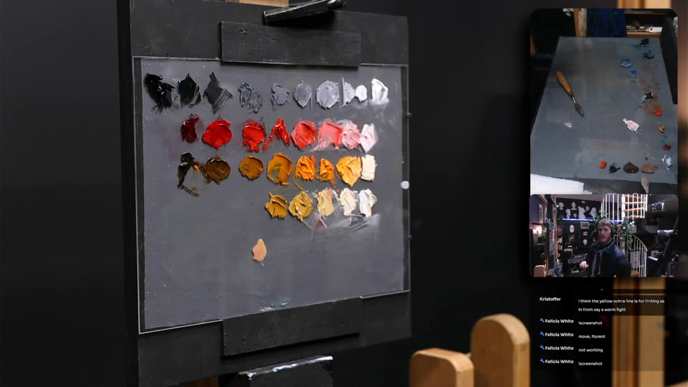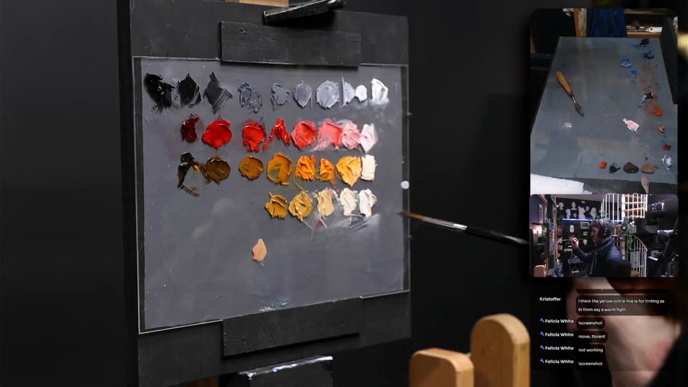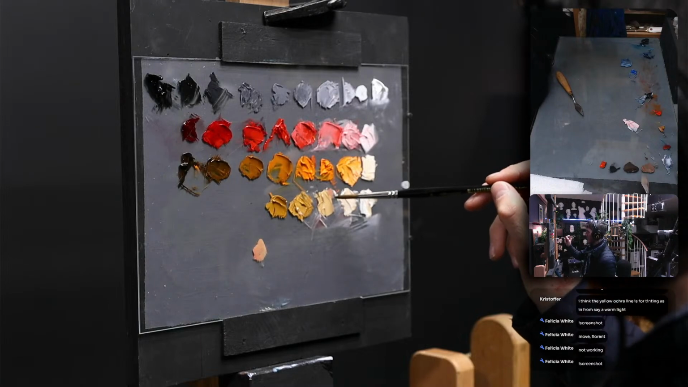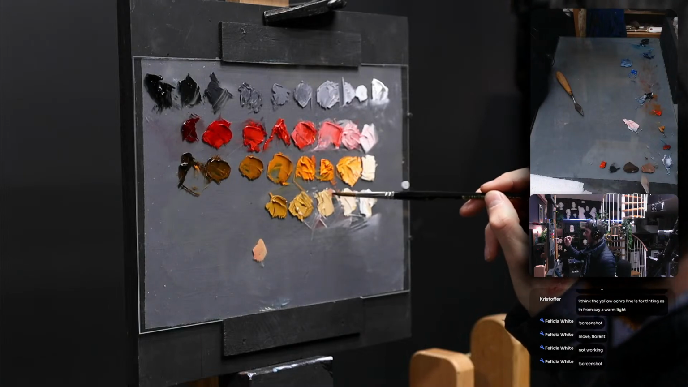Screenshot taken in the Discord. Yeah, it's just a cooldown, Felicia, so that people don't take screenshots all the time at the same time.